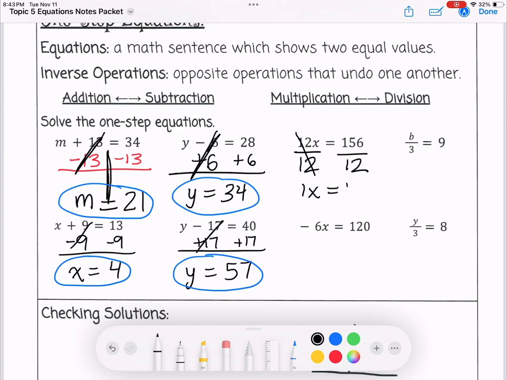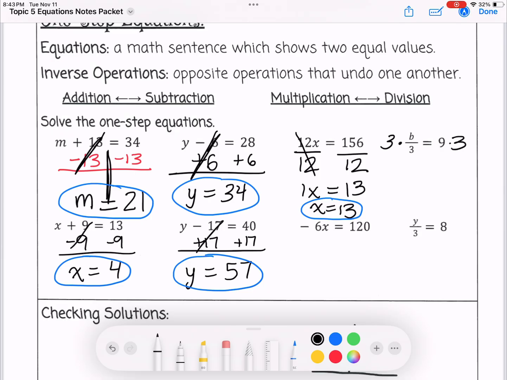12 divided by 12 is 1. So on the left-hand side, I'm left with 1x equals, and then 156 divided by 12 gives me 13. And then when I write this, I don't need that 1x. So you can get in the habit of just writing x equals 13. And that's my answer.